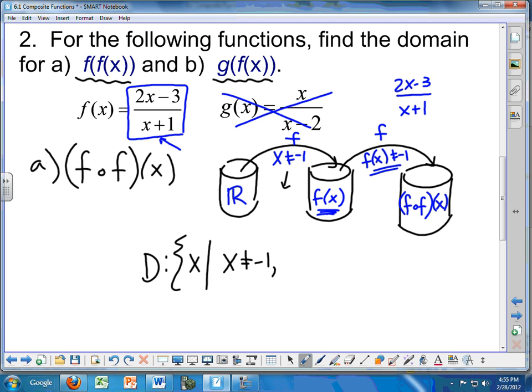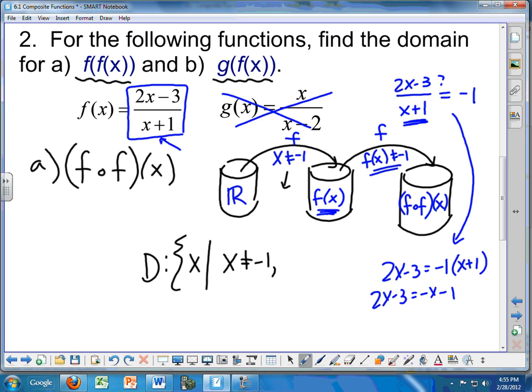And I ask, is that ever equal to -1? That's my question. I'm running out of space here, so I'm going to do this down here. I'll multiply through by that x plus 1, giving me 2x minus 3 is equal to negative 1 times x plus 1. And I think we'll solve this out. 2x minus 3 equals negative x minus 1, or 3x equals positive 2.